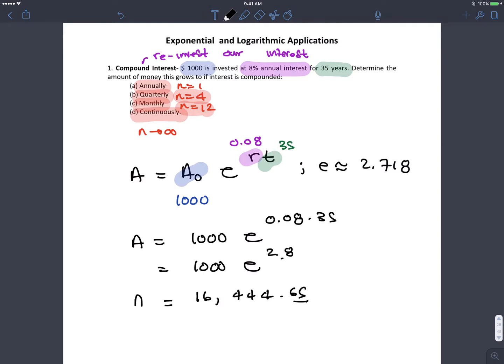So this final amount gives you about $444.65 if I invest about $1,000 here. And this is how we handle continuous interest.